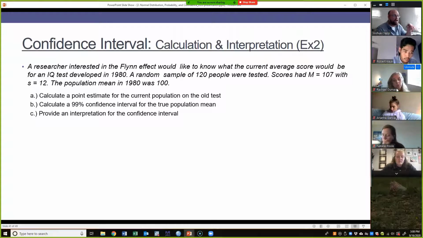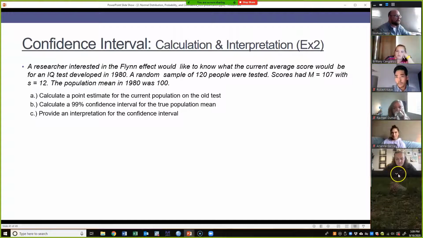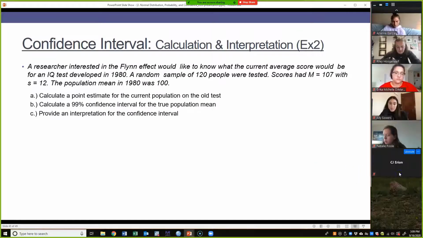Okay. Now, Rachel, help me out. What should the mean of an IQ test be? Do you remember? No, sorry. Okay, anybody know what IQ is normed to? Isn't it 100? Yep, it's 100.